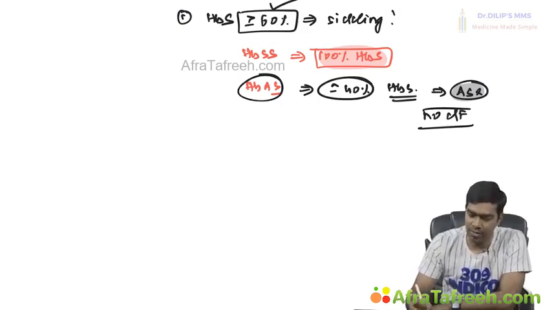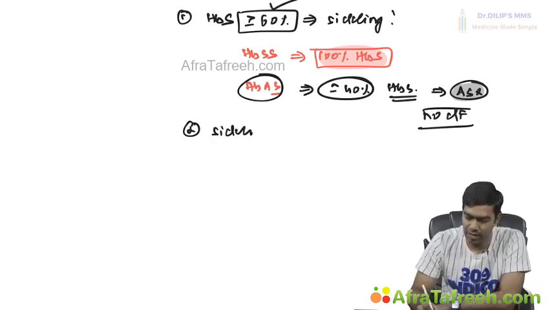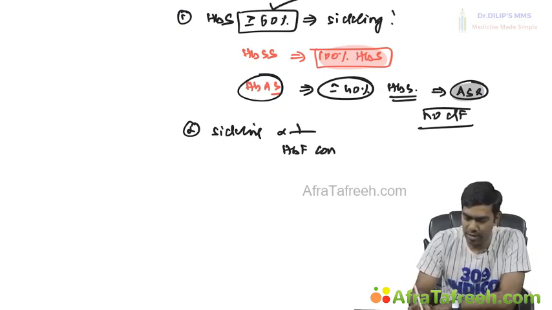Similarly, the second point: sickling is inversely proportional to the HbF concentration, which means the amount of HbF that you see inside the cell is actually protective against sickling. The more HbF you see, the more protection the RBC gets from being sickled.